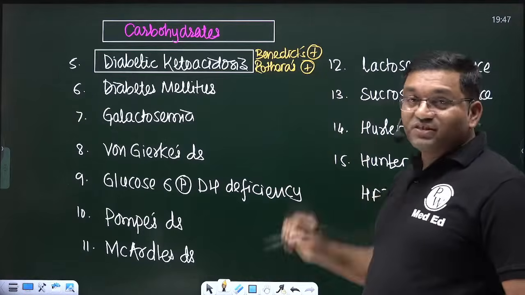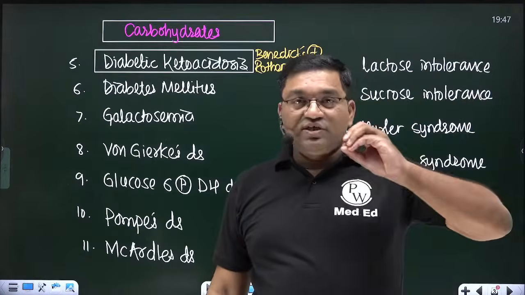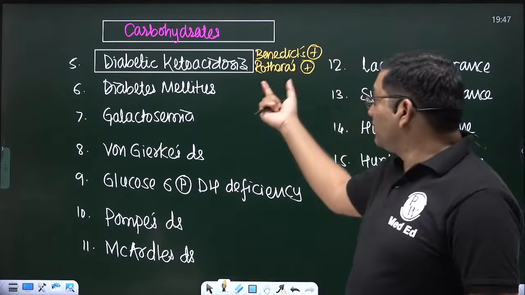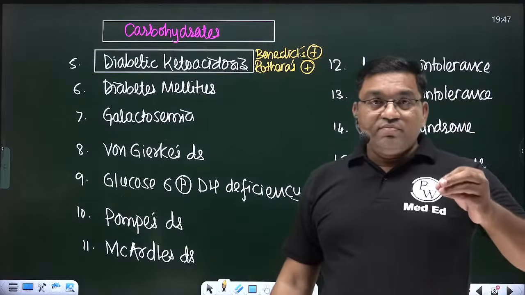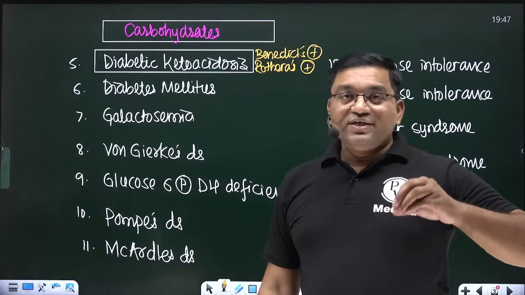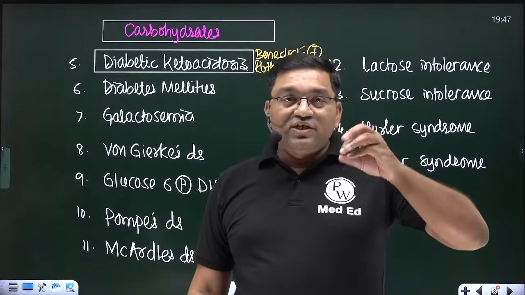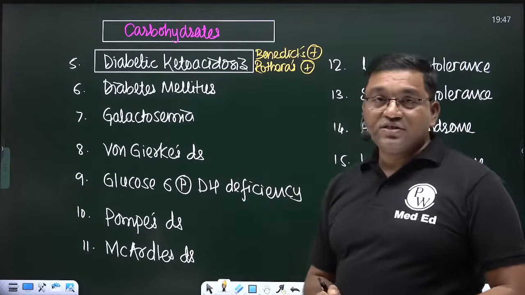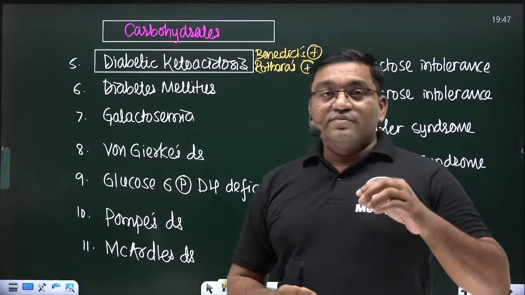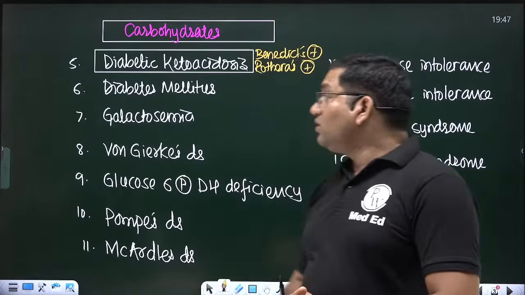Rothera's test is given by the ketone bodies. Acetone and acetoacetate give Rothera's test positive. Beta hydroxybutyrate is a false ketone body. It contains a hydroxyl group. It does not give the Rothera's test positive. For that, a modified Rothera's test is needed for the beta hydroxybutyrate to give the test positive.